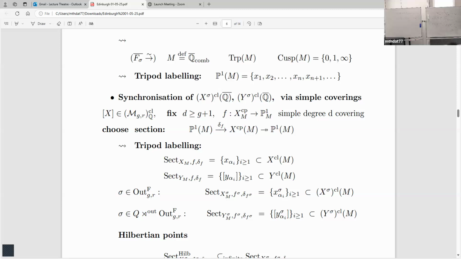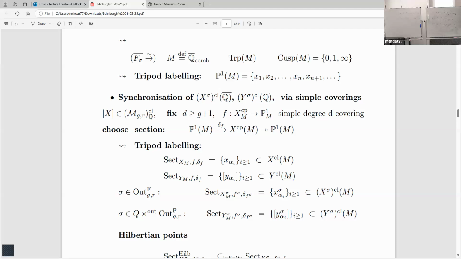Also, there is a sigma version of this. Namely, if sigma is in Out F, sorry, actually maybe I should assume that sigma is in the outer semi-direct product of Q. So you get a sigma version of X, a sigma version of Y, and this simple covering F gives rise to simple covering F sigma, and also this section delta F gives rise to section delta F sigma.